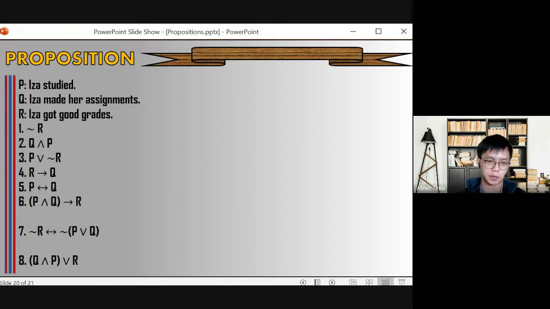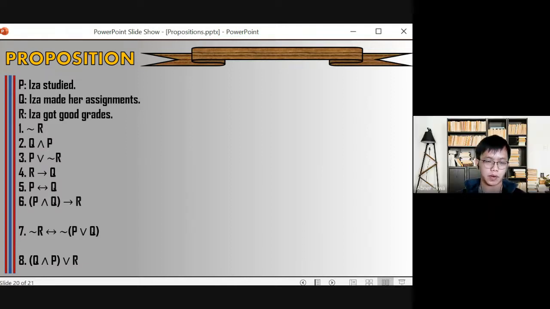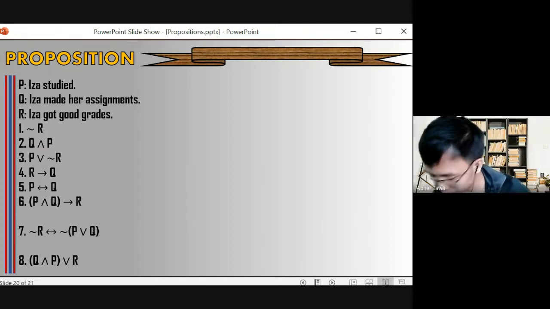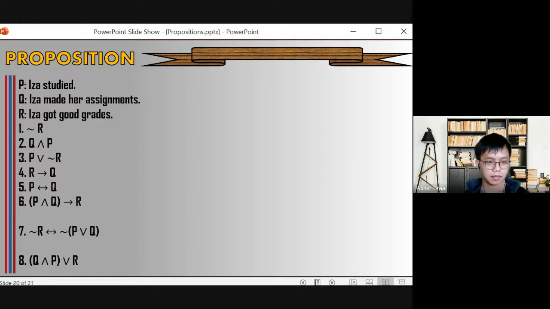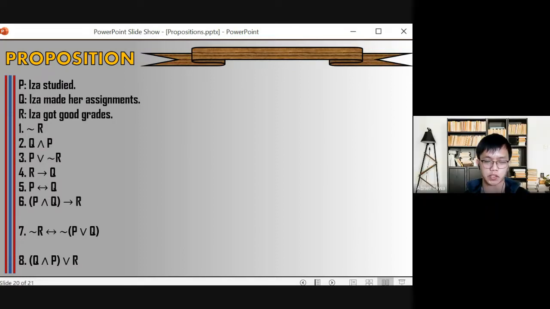And let's start with, sino gustong sumagot sa number 1? Okay, let's have your recitation. Yung pinakamadali. Okay, sige. Morris. It is not the case that Isa got good grades. Okay, so very good. So that is for number 1.